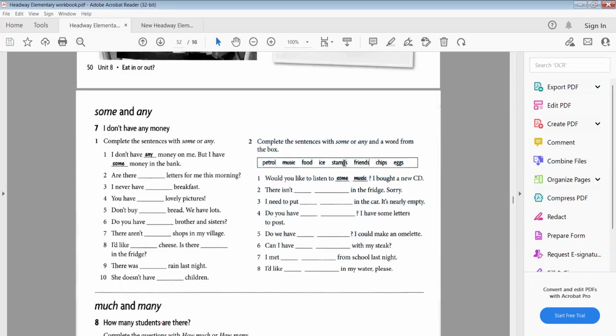So now in number 2, we need to choose some or any, and choose the correct word for the sentence. The first one: would you like to listen to music? If we put music, is it countable or uncountable? So we need some with it. Would you like to listen to some music?